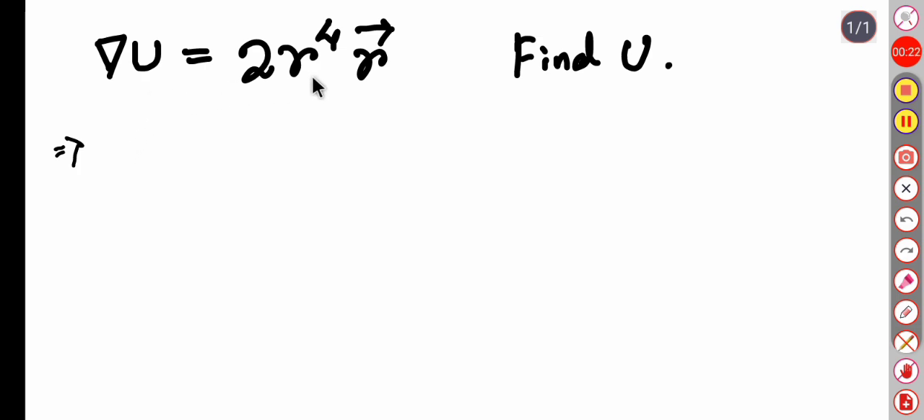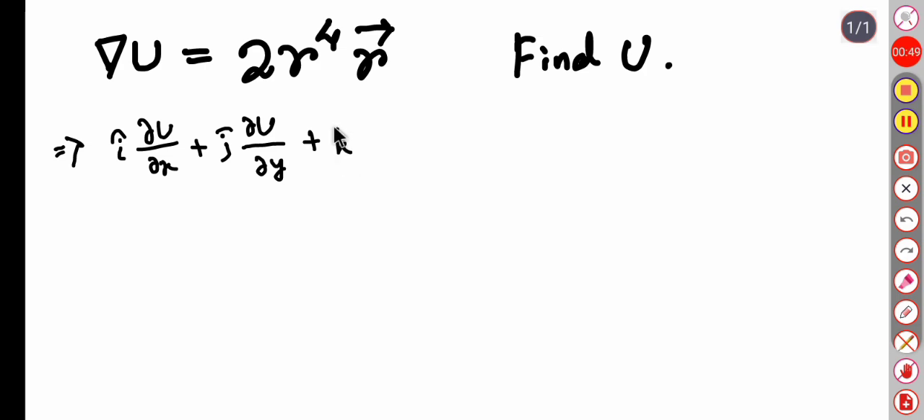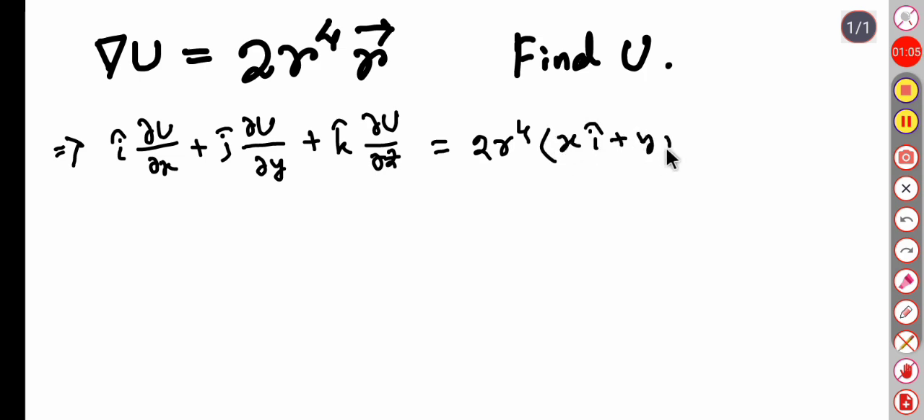Given gradient of u equals 2r to the power 4 r vector, we can write the grad u part as i cap del u del x plus j cap del u del y plus k cap del u del z, and on the right hand side we can write 2r to the power 4 r vector as x i cap plus y j cap plus z k cap.